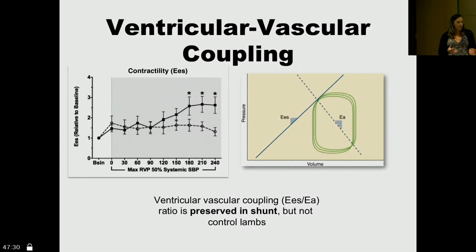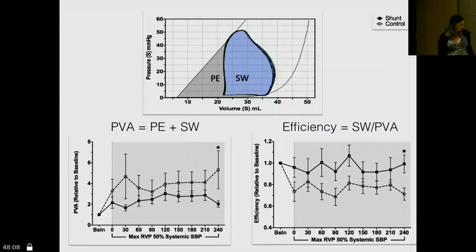And finally, what the job of the right ventricle is to pump to the system that it's coupled to. And so in pressure volume loop studies, that's termed ventricular vascular coupling, or the ratio of the slope of the ESPVR relationship, or Ees, to Ea, which is vascular impedance. And that relationship was preserved in shunt animals, but was uncoupled in control animals. So basically, the shunts were able to increase their contractility in parallel to the increase in afterload, whereas in the controls, that relationship fell apart. And that's often a marker used to follow patients with pulmonary hypertension.